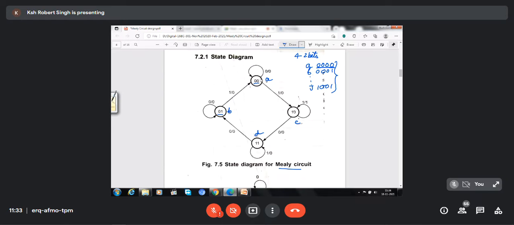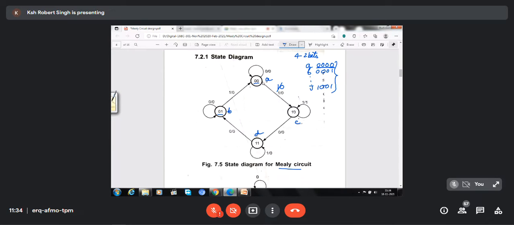What is that? It is in state A. From state A, it will go to state C when input is 1 and output should be 0. When the input is 1, output should be 0. Therefore, it is a Mealy circuit because output depends on the input. On the right-hand side is the output. On the left-hand side is always the input.